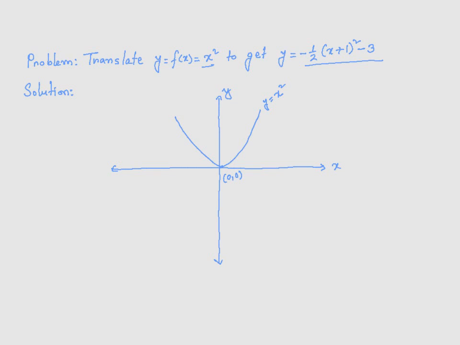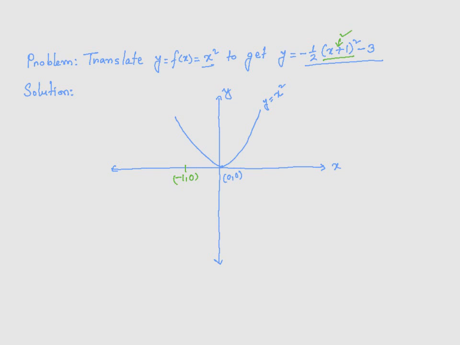Now we are going to translate this function, shift it vertically or horizontally, or reflect it to get to the final function, which is this. Let's start off with the easy one, (x plus 1) whole squared. Look, it's an inside change. You are adding 1 inside. That means it's going to take this function and move it to the left by 1 unit. So the graph of the new function is going to be at (negative 1, 0).